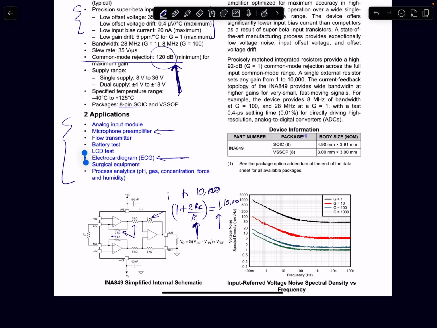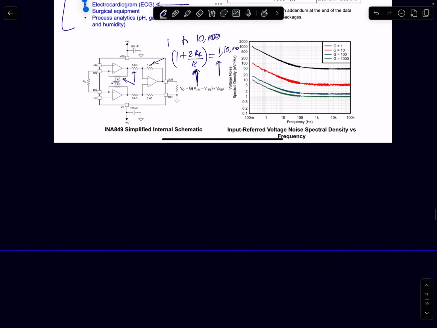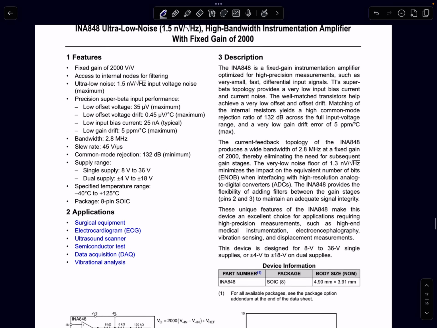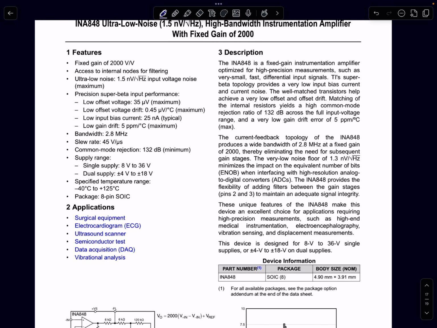So I'll talk about that when we talk about frequency response in great detail. So I'm just asking you to keep that point in your mind. Now there are other flavors of instrumentation amplifiers. So this one is another instrumentation amplifier from TI itself.